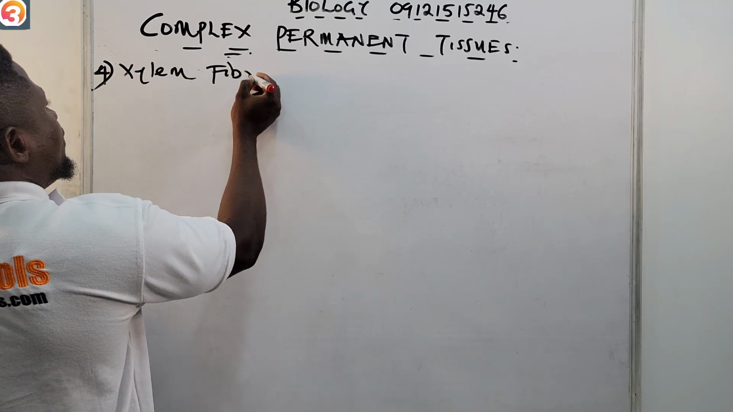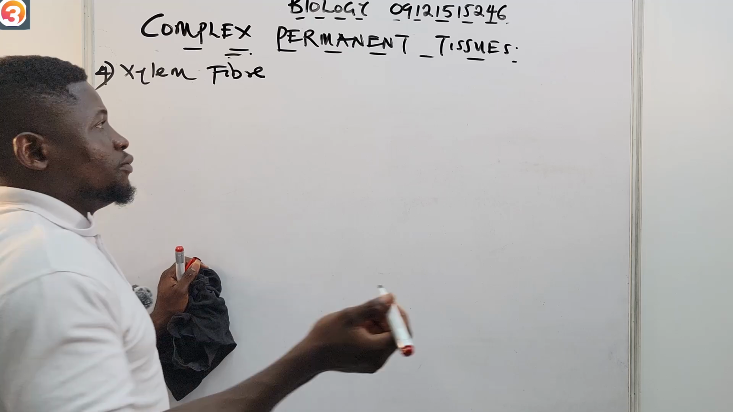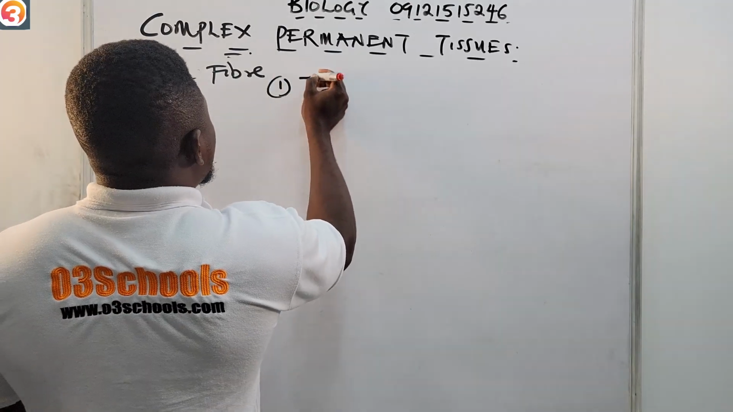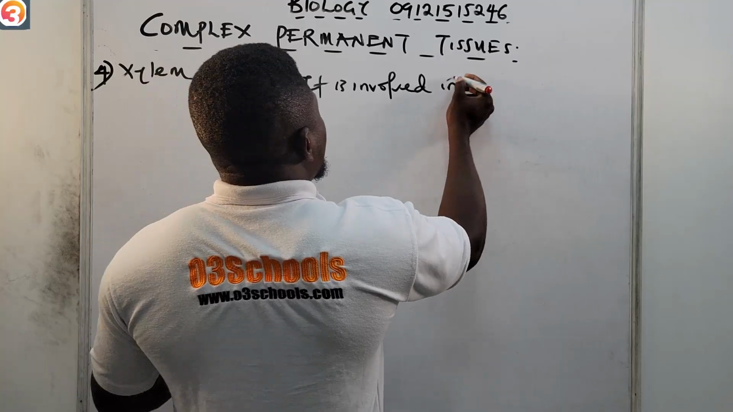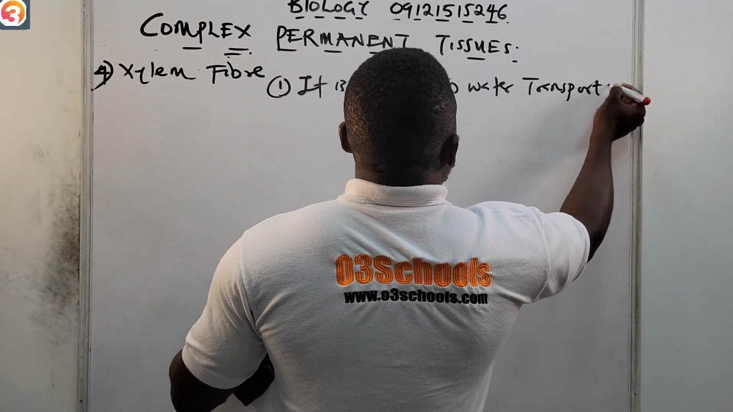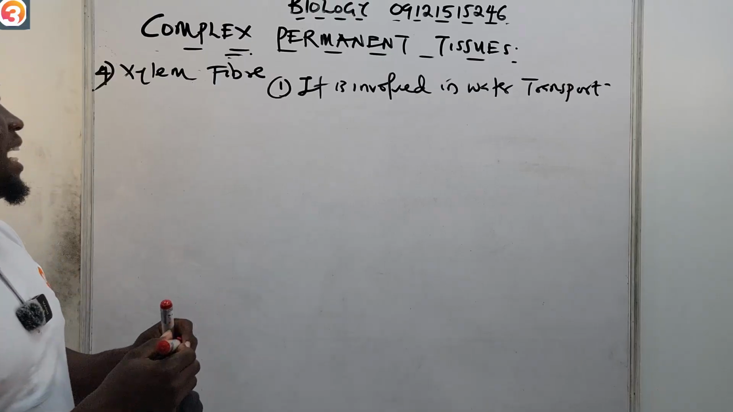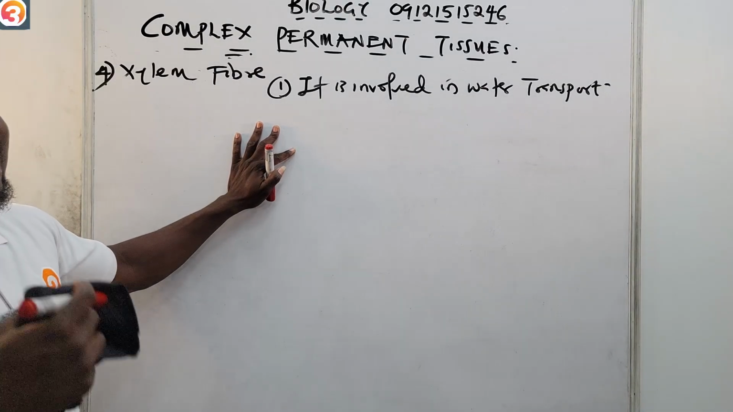Xylem fiber. Number one, characteristics: it helps in what? In the transport of what? Of water. So number one, it is involved in water transport. The xylem fiber is involved in water transport.